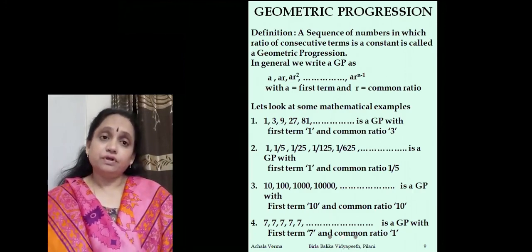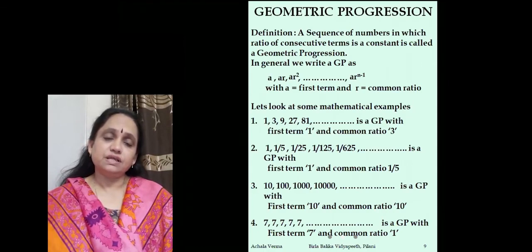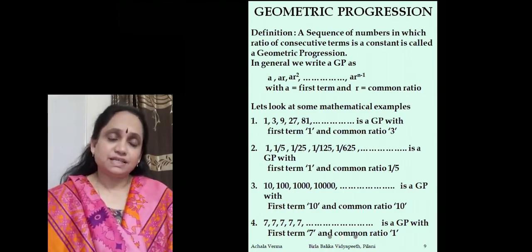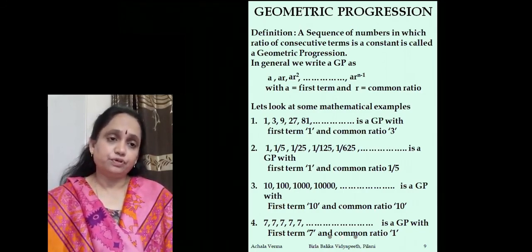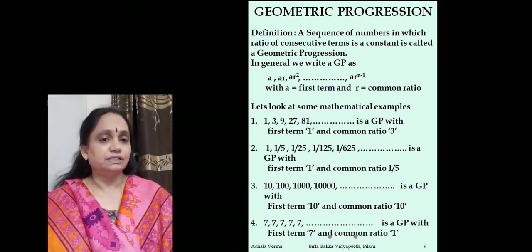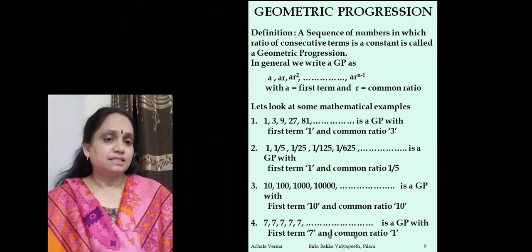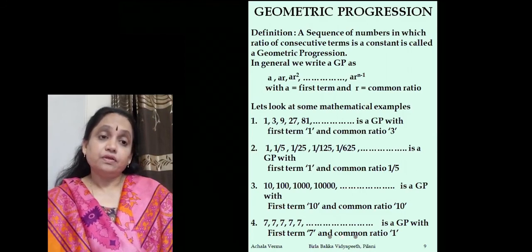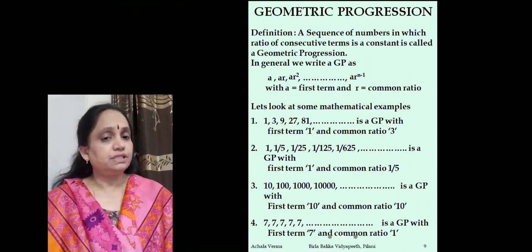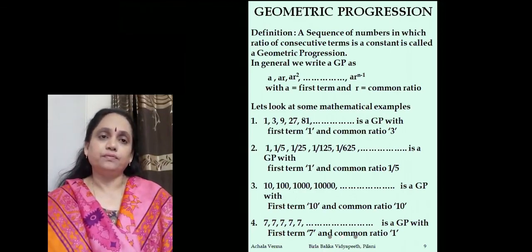Similarly, we can have the powers of 1/5 as another sequence, which you can see has the first term 1 and common ratio 1/5. Or we could begin with the first term as 10 and the powers of 10, which would give us a geometric progression with first term 10 and common ratio 10. And look at the last example, which is very interesting. You have 7, 7, 7. Amazingly, this is also a geometric progression with the first term being 7 and the common ratio being 1.